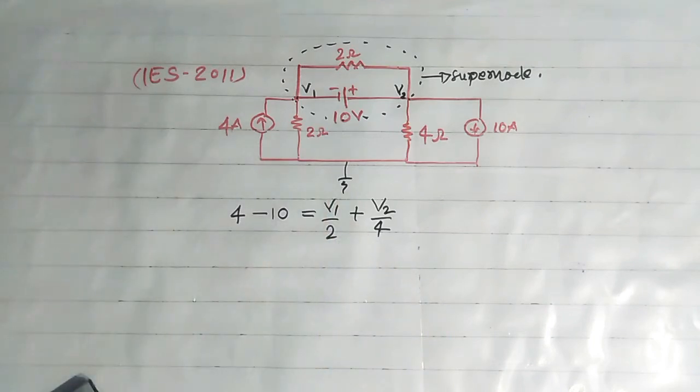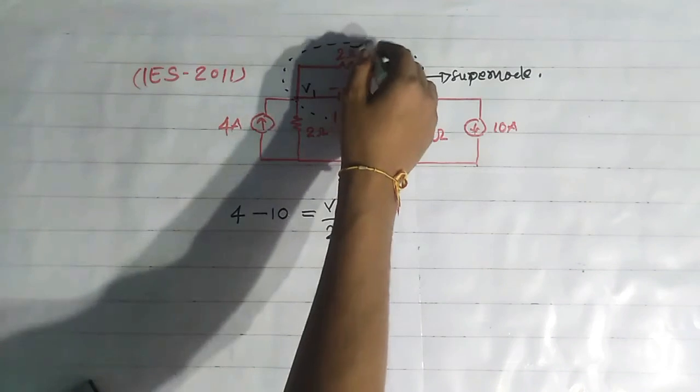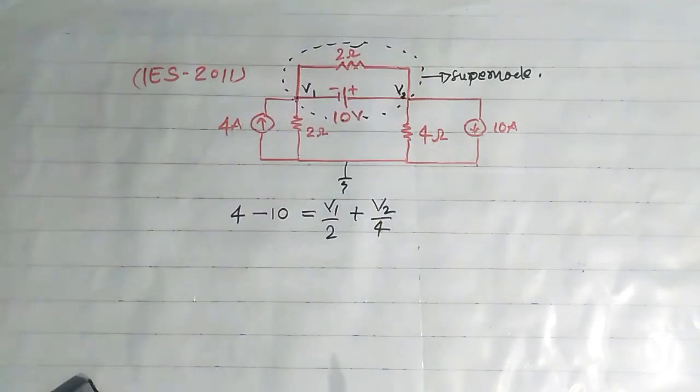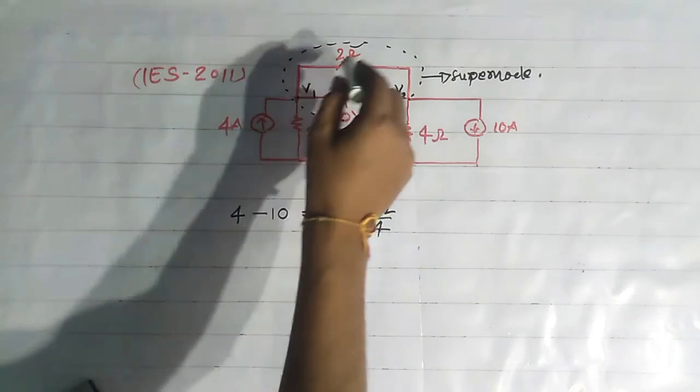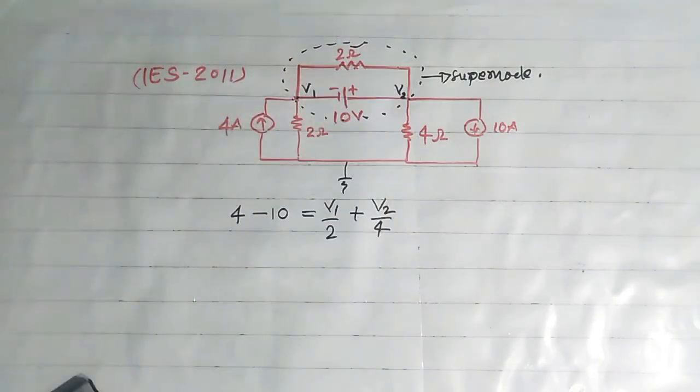Now here we will not take this 2 ohm resistance because current entering a supernode is equal to current leaving a supernode. That's why we will not take the current through this 2 ohm resistance. So this is the nodal equation for this circuit.